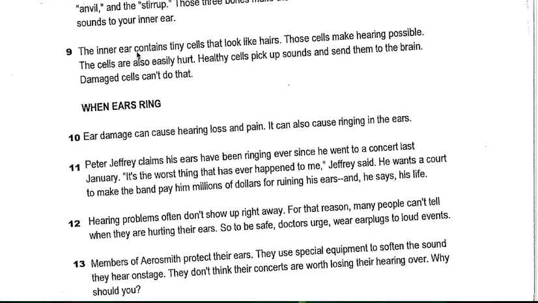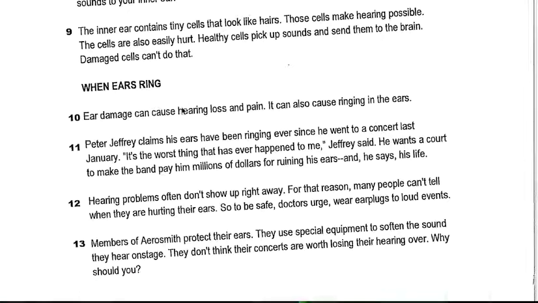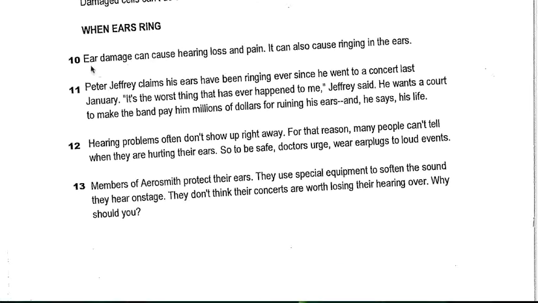The inner ear contains tiny cells that look like hairs. Those cells make hearing possible. The cells are easily hurt. Healthy cells pick up sounds and send them to the brain. Damaged cells can't do that. Ear damage can cause hearing loss and pain. It can also cause ringing in the ears.